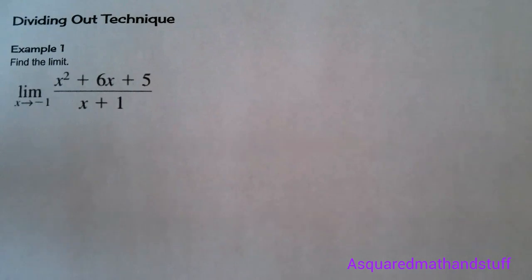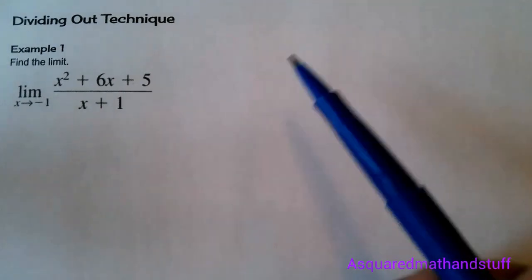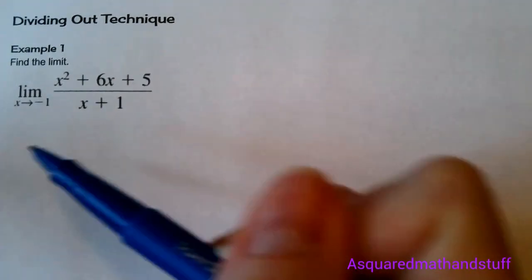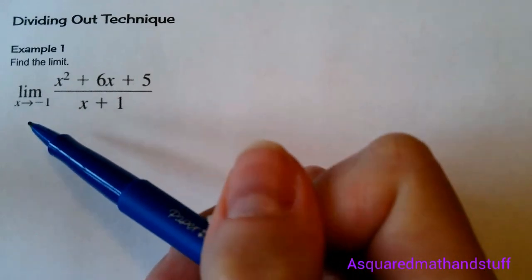In this video, we are taking a look at some examples on the dividing out technique when we are calculating the limit of a function. So in this first example here, we have a rational function and the limit approaches -1.